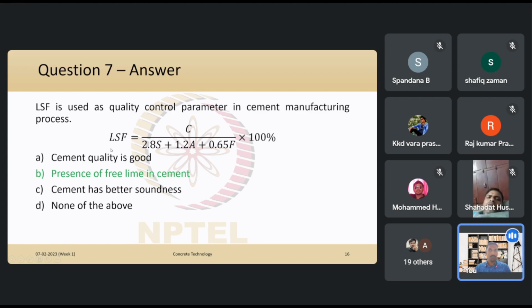So therefore the right option is option B. It leads to the presence of free lime. The quality will not be good if we have free lime, and it will not be sound as well, right? Any questions?